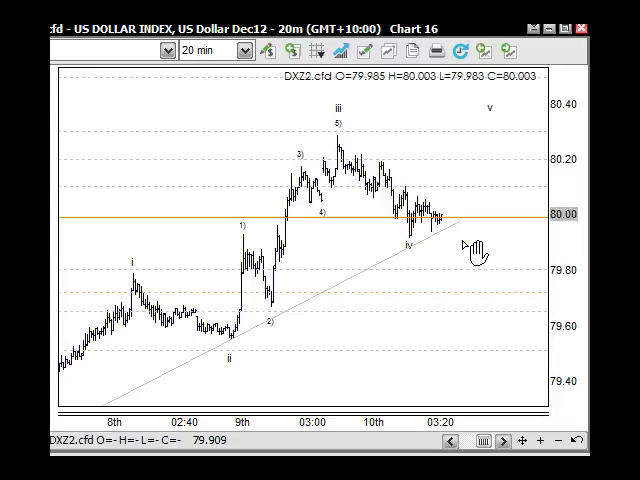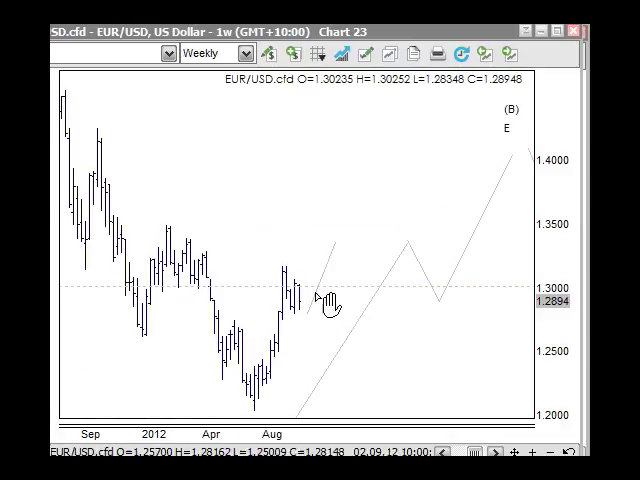So yeah, we know where we are now, and it's just a matter of waiting for things to fall into place, and then we can move from that point there. So keep an eye on this here, and of course the euro will be doing the mirror opposite as such.